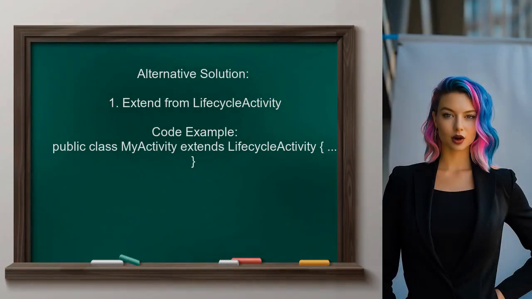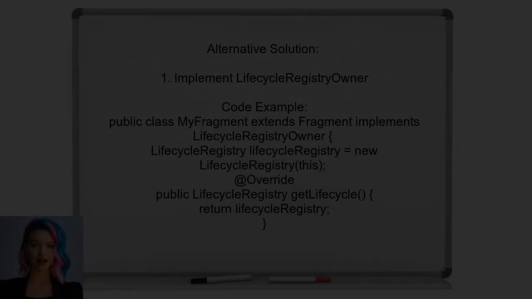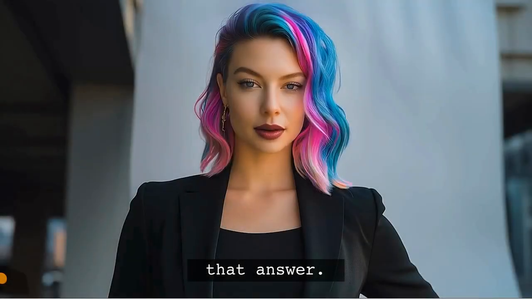An alternative approach suggested by a user is to extend from lifecycle activity instead of a regular activity. This ensures that your activity properly implements the lifecycle owner interface. If you prefer not to extend lifecycle activity, you can implement the lifecycle registry owner interface in your custom activity or fragment. This allows you to manage lifecycle events effectively. That wraps up that answer. Let's move on to another one.